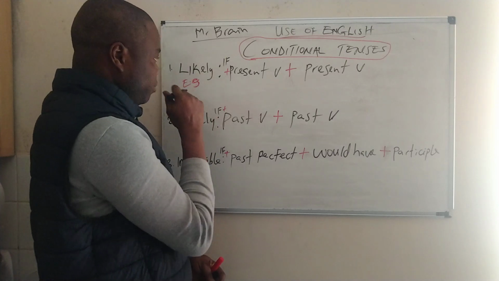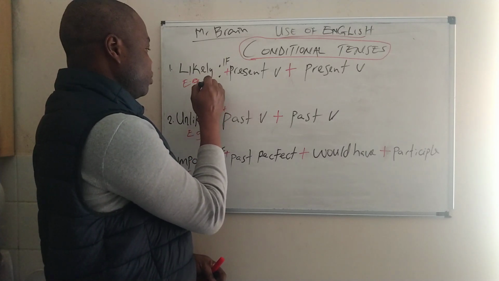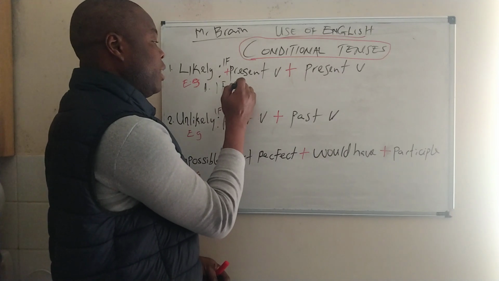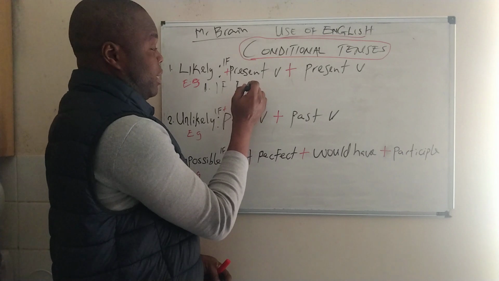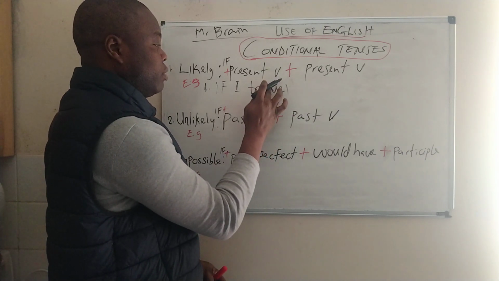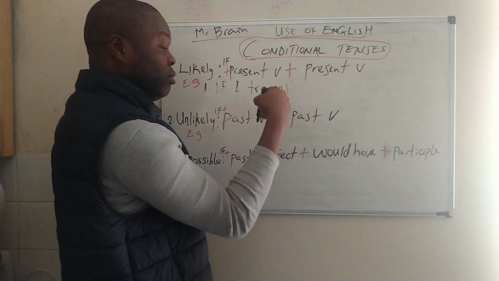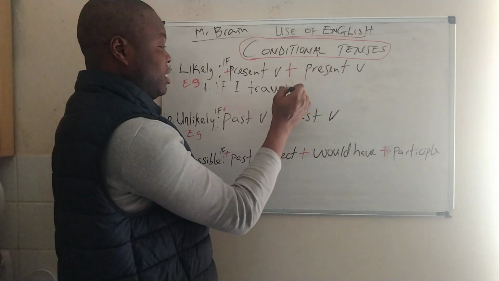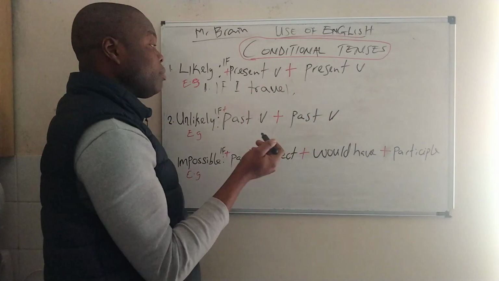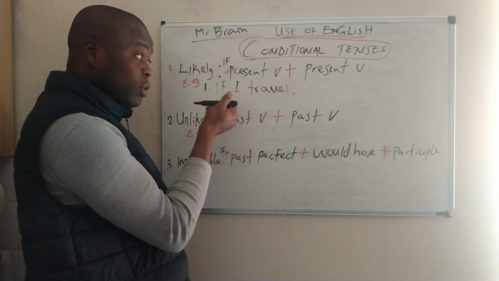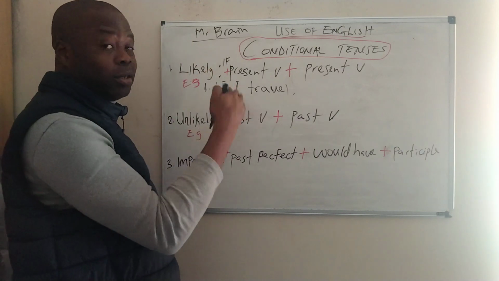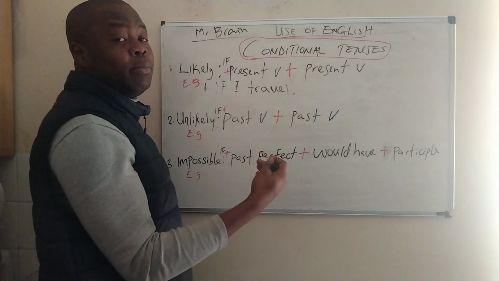For example, now, if I travel to Abuja or to London, if I travel to London, let's say, if I travel, that is the if clause there. This is the part that is the if clause. It does not really make sense enough because it's not the complete sense. Now, I want to complete it by adding the main clause there.